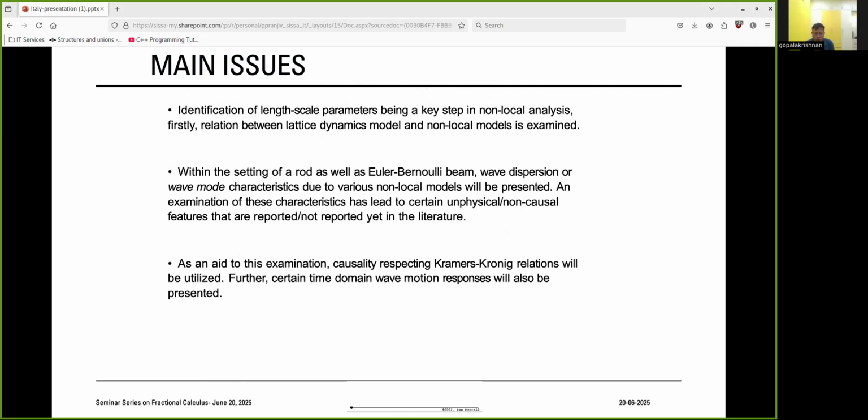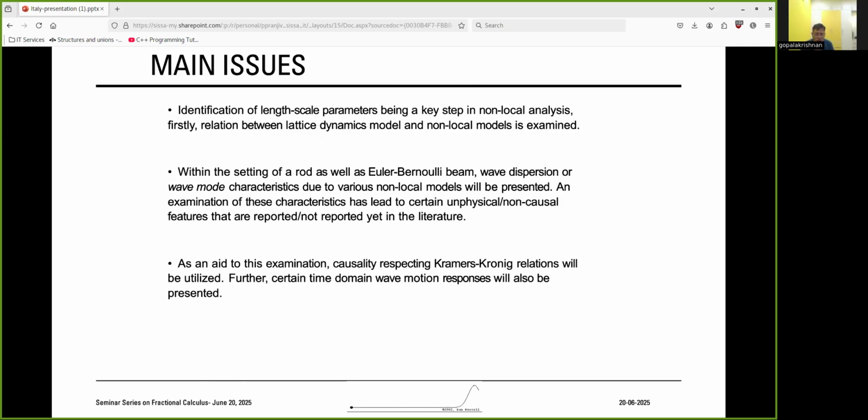So the problem here is how do we identify the length scale parameters? Some of them have done many experiments to get it, but many times we have to use some other theory to actually get it. So in this presentation, I'm just going to demonstrate this non-local theory wave modes only in a 1D setup where the motion can be either axially or transversely. Axial motion is called a rod, transverse motion is called a beam.